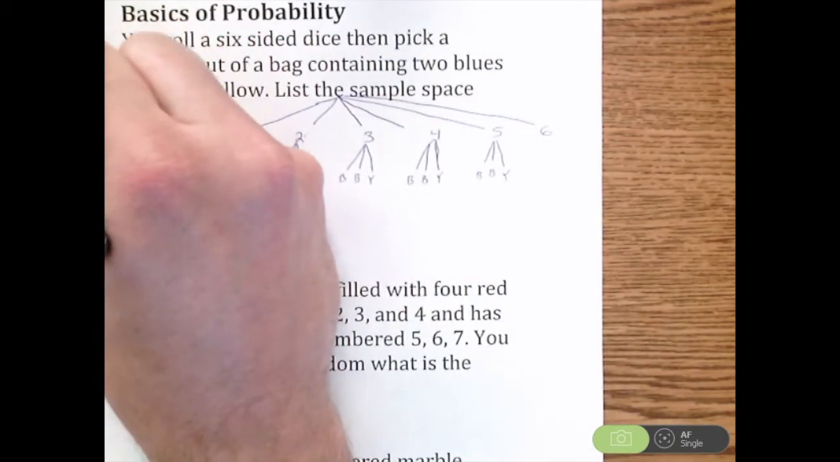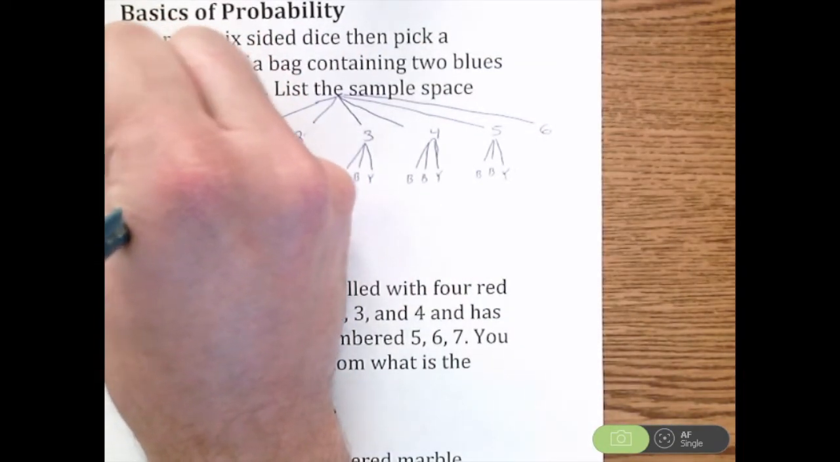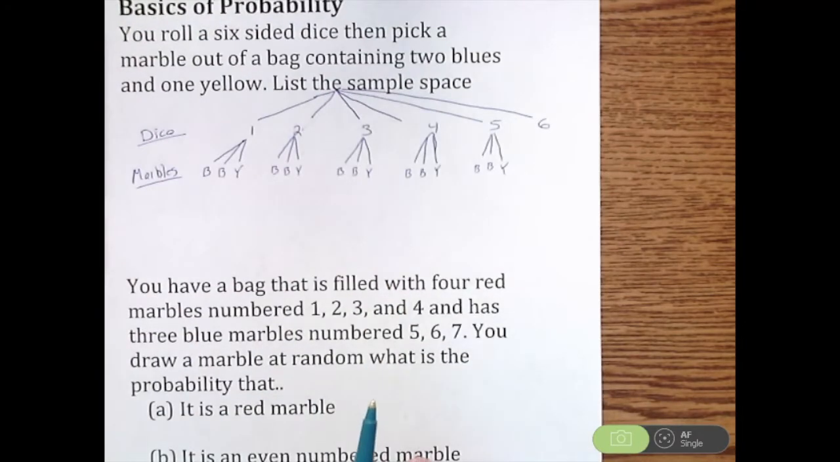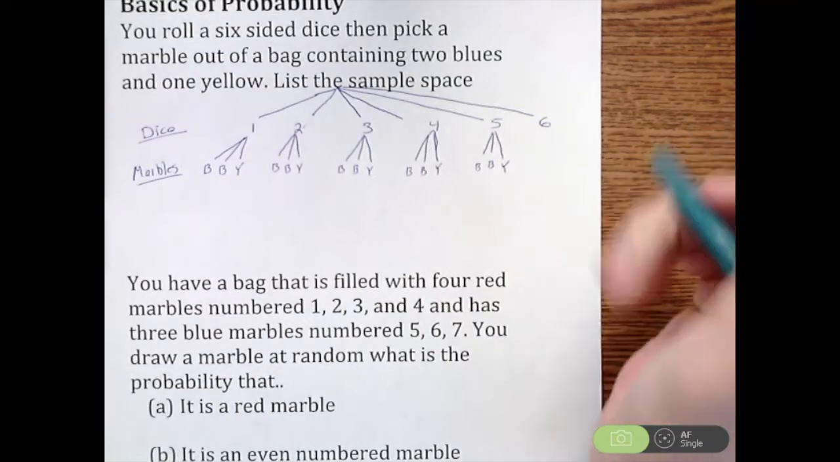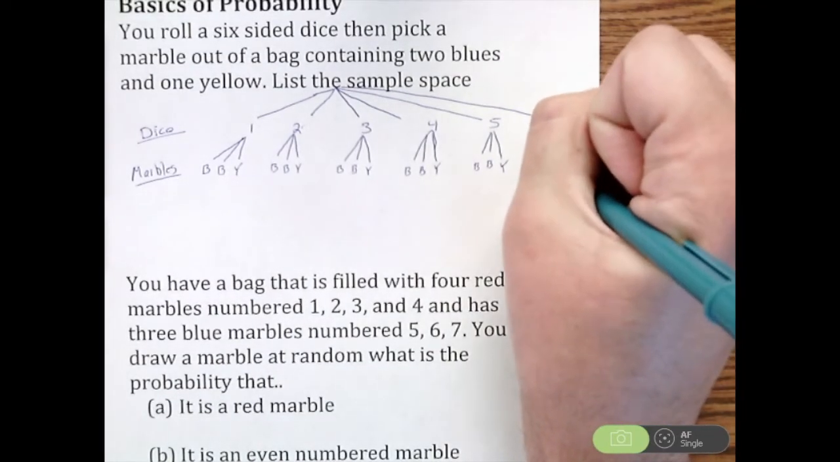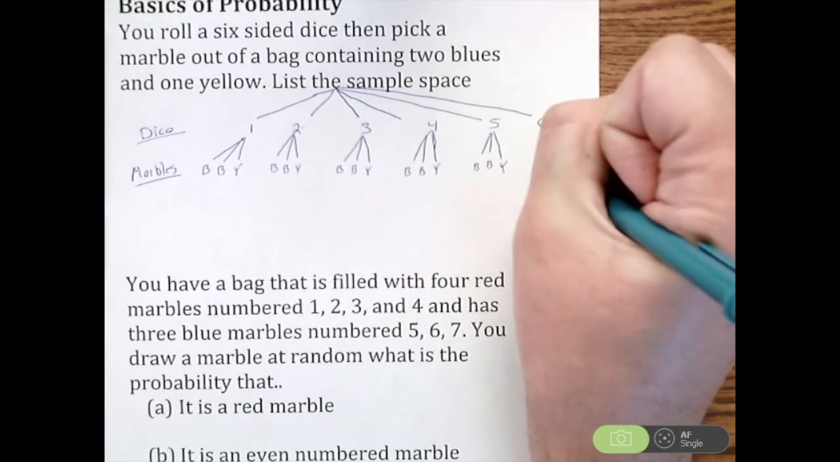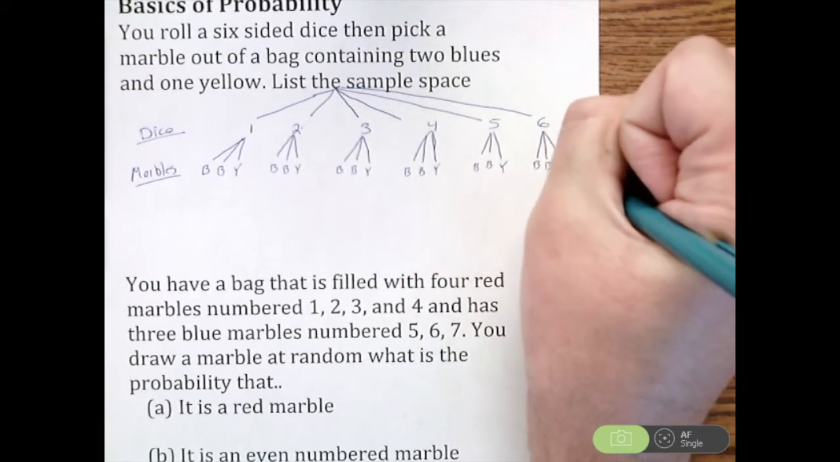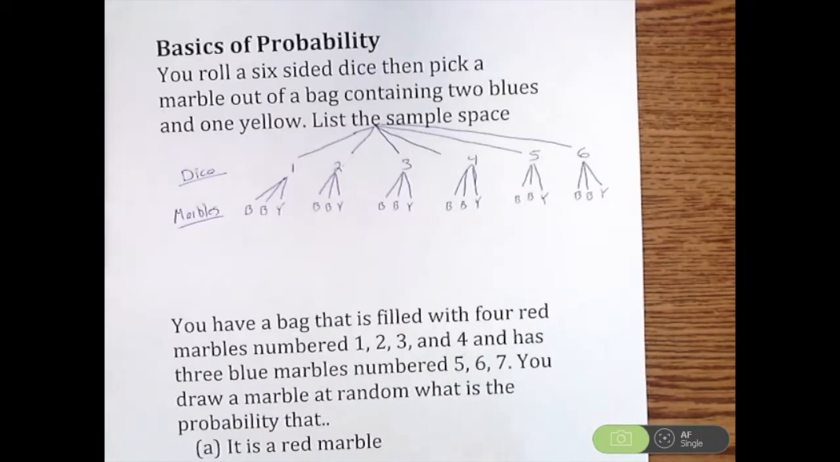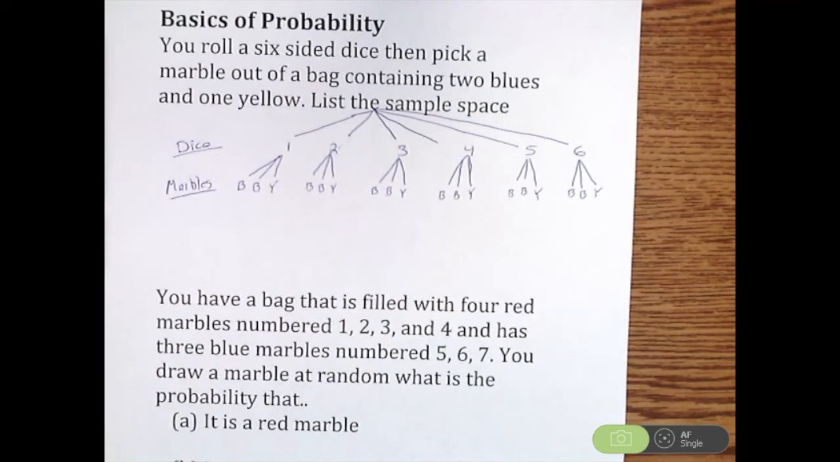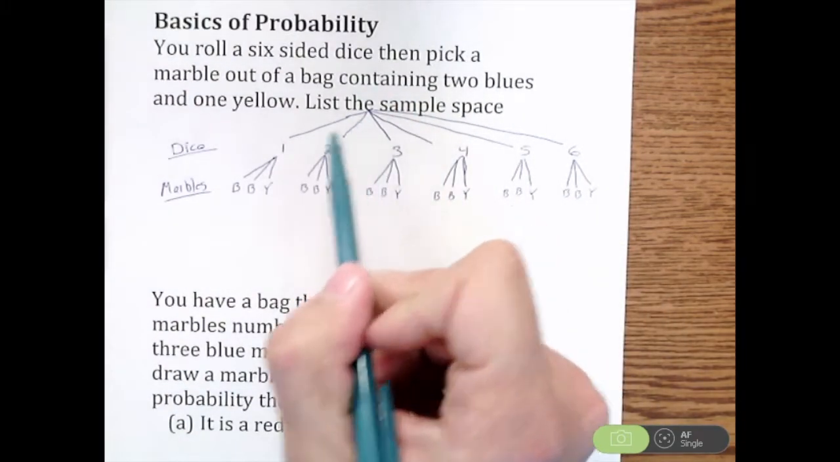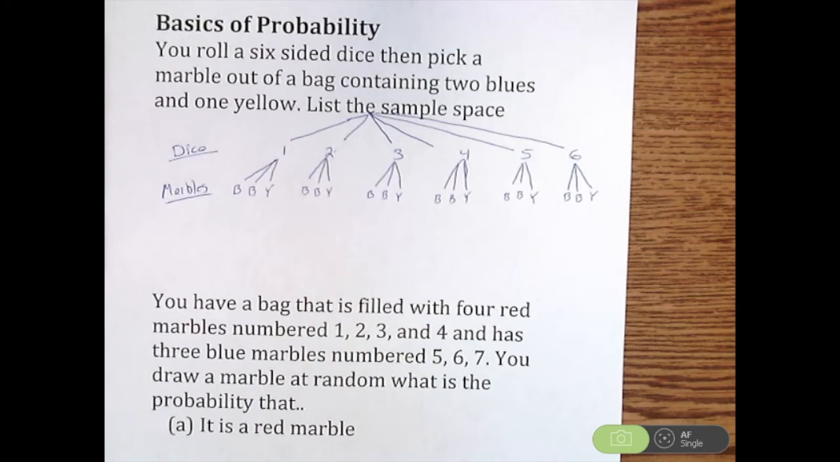So I had my dice, and these are my marbles. Those are two different events that happened. The first event is I rolled a dice. Second event, I drew a marble. All right. So the way this kind of tree helps you come up with a sample space is if you start at the top and follow all the way down all the branches, you can figure out what one of your potential outcomes is in this sample space.